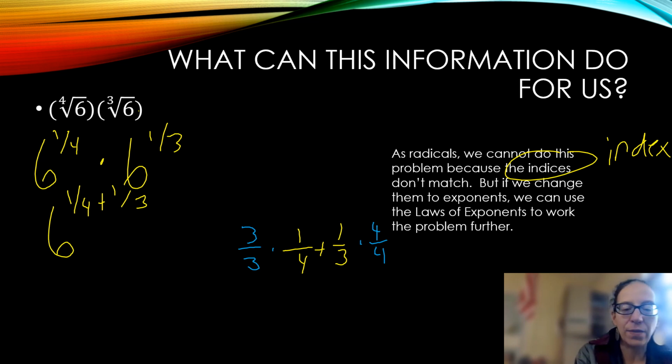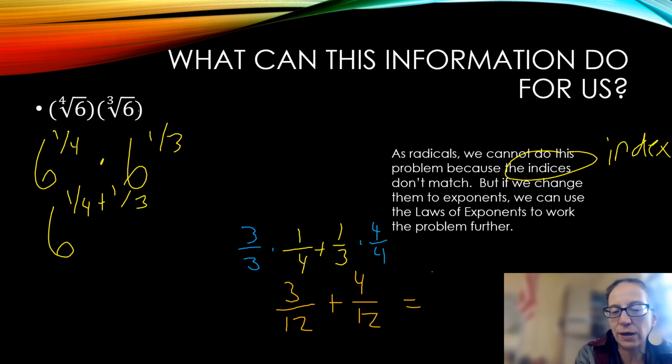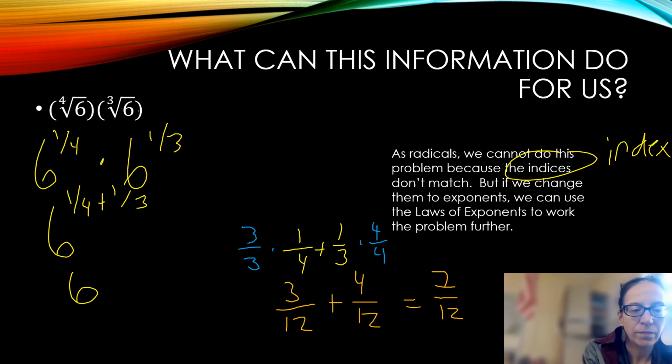So multiplying this first piece, 3 over 3 times 1 over 4: 3 times 1 is 3, 3 times 4 is 12, and so I get 3 over 12. And then doing the same thing right here: 1 times 4 is 4, 3 times 4 is 12. And then 3 twelfths plus 4 twelfths is 7 twelfths. And we actually have an answer.